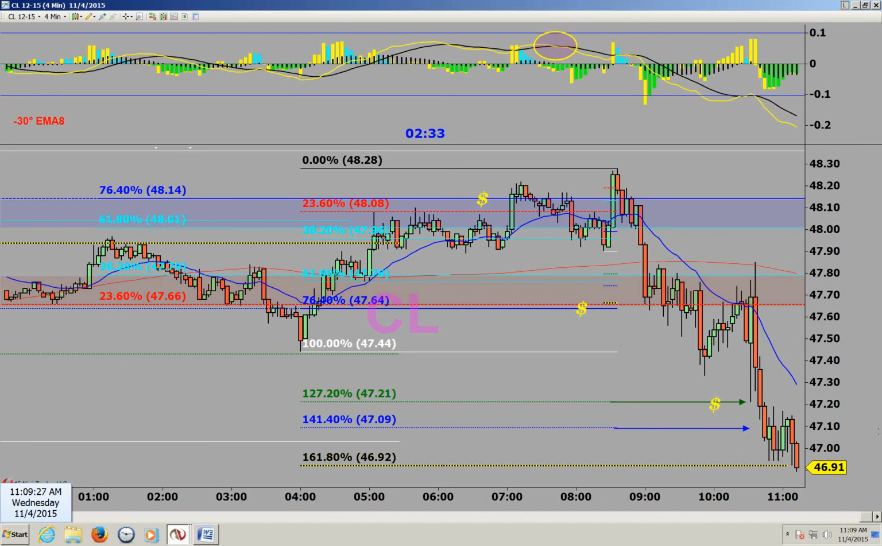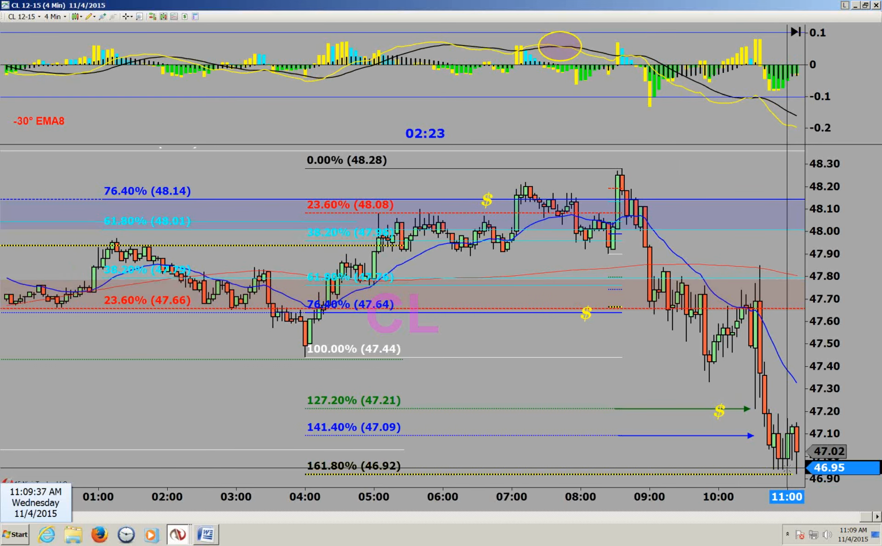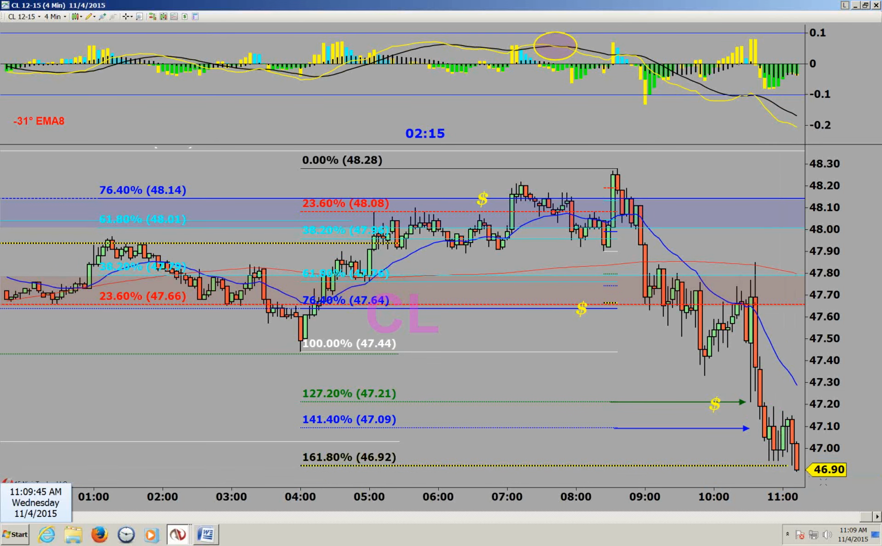This is our 4-minute chart. We were looking for exhaustion around 46.92. This candle just prior to the one that we're in, the price action candle, came to 46.92. And now we go to our live candle.